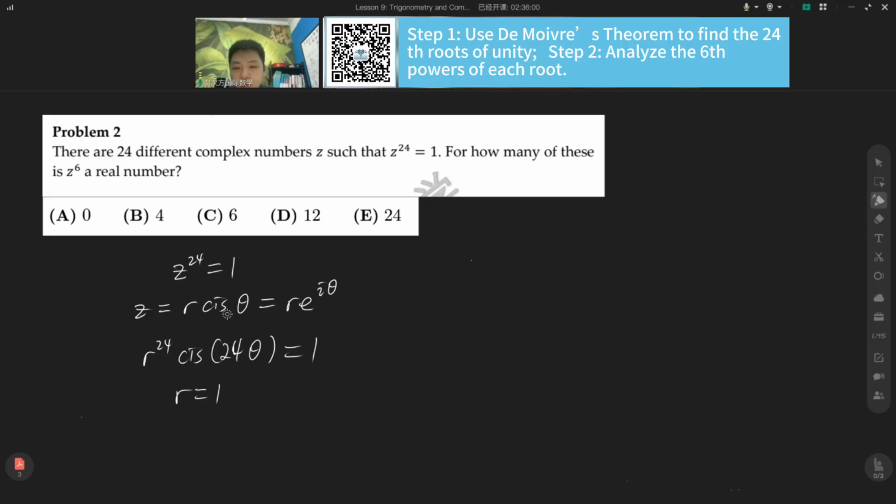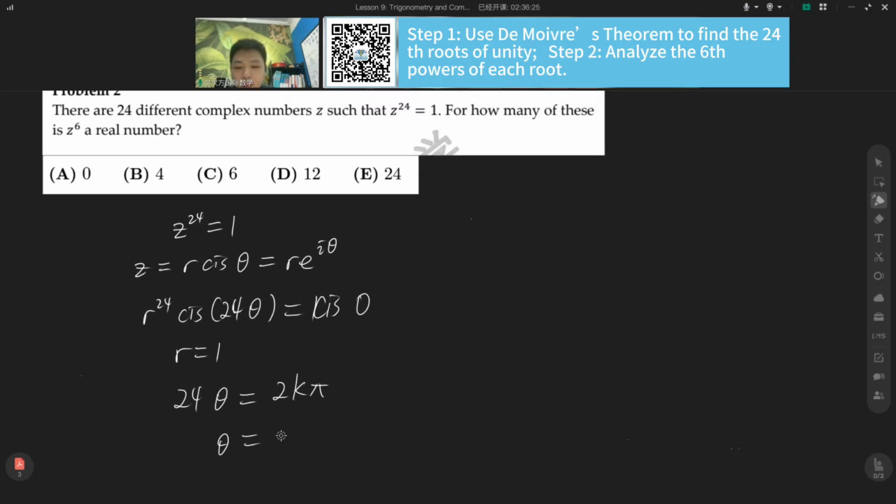R is equal to 1 for sure. You don't even care, by the way, because you just want real numbers. 1 is going to be cis 0. And 24 theta is going to be 0. I'm not going to write it. 2k pi.